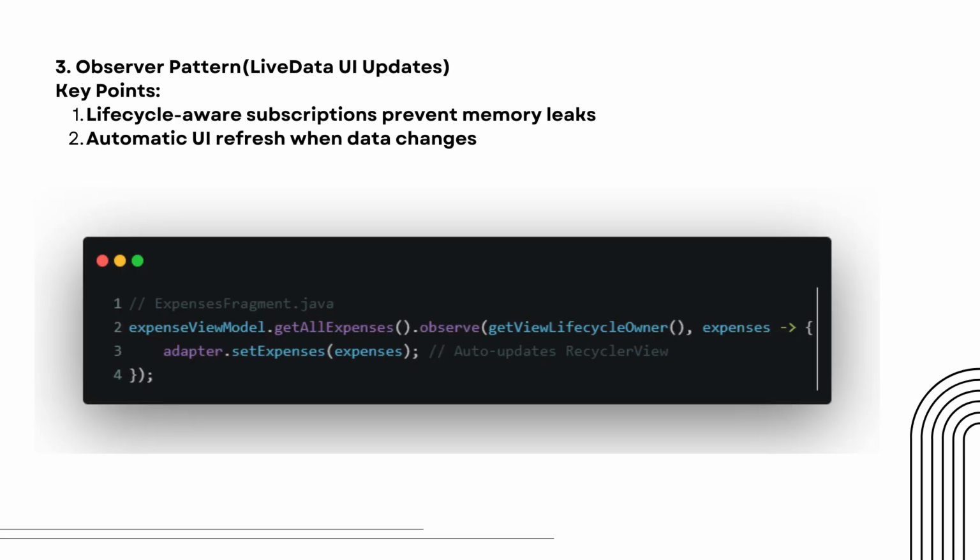Now we have the observer pattern. To keep the UI reactive, we implement the observer pattern via LiveData. In expense fragment, the observe method automatically updates the recycler view when new expenses are added, thanks to lifecycle aware subscriptions. This eliminates manual refreshes and prevents memory leaks, creating a smooth user experience.